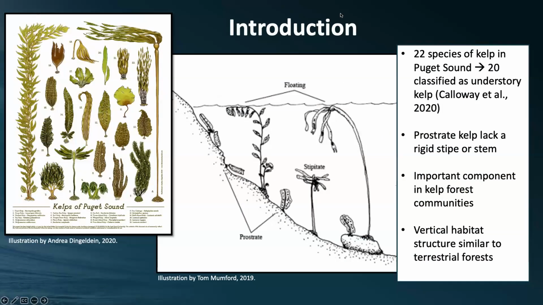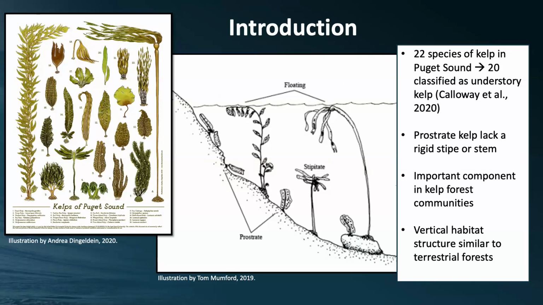Okay, so we live in a very rich and diverse region when it comes to kelp. There are about 22 species of kelp in Puget Sound, of which 20 are classified as understory kelp. And so that's really what got me thinking that I would really like to look further into this to see if we can clear up some potential gaps in understanding.